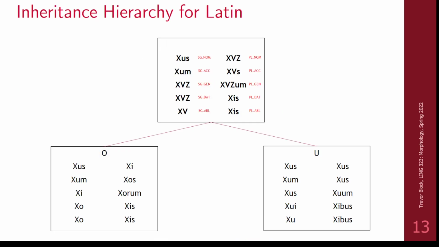So here's the hierarchy for Latin. Basically, what I've done at this point is I have taken each of these pairs. To read this, this is singular and plural, and then the cases are on the side: nominative, accusative, genitive, and so on. I've taken the nominative singular in the top left for the O declension and the U declension, and we've generalized them in an abstract hierarchy. So this is an inheritance hierarchy. This is basically telling us how these evolved over time, what the similarities are.